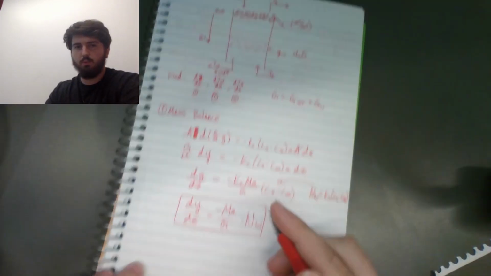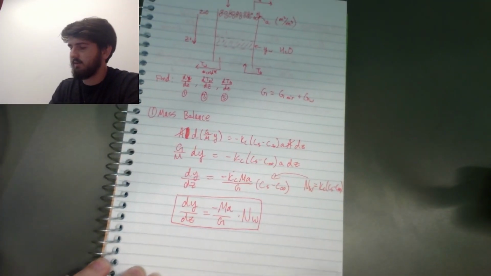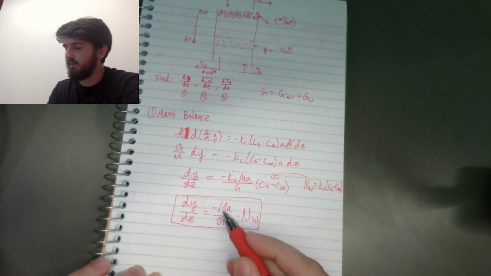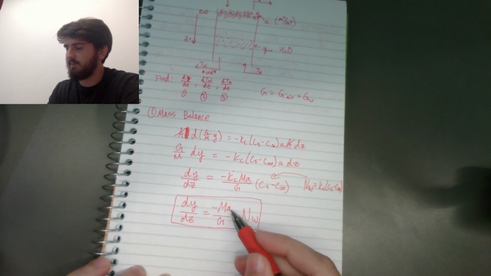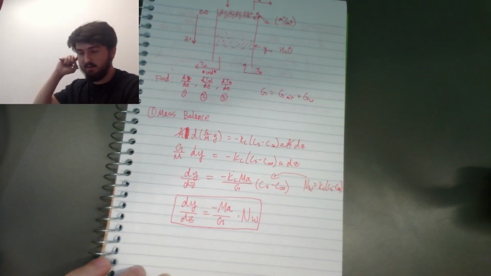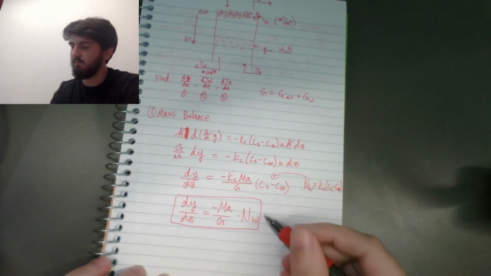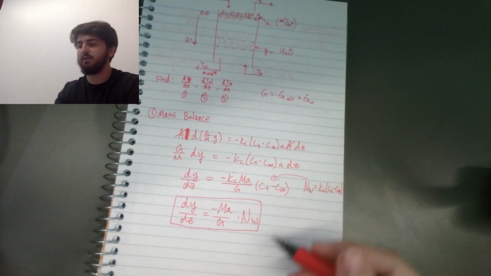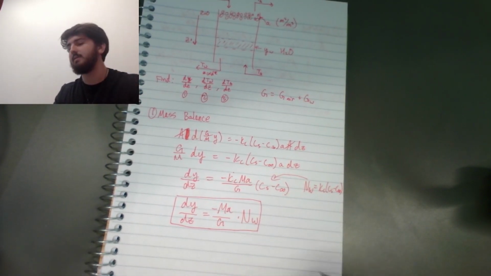Now if we pull back up the first part, we remember that that value was negative the molecular weight times that area over that gas flow rate times the molar flux. See, it was really helpful to change that to the molar flux because it's a lot easier to see. So I'm going to go ahead and just rewrite that down.